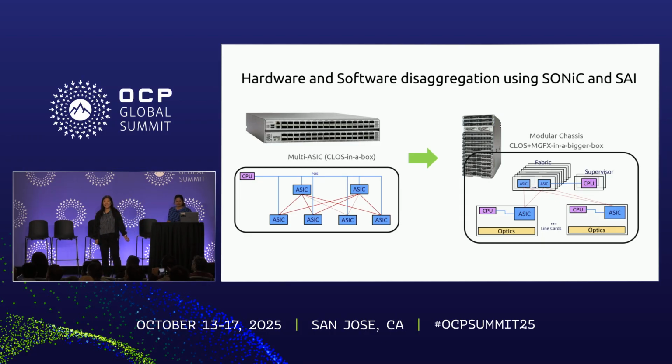So with SONiC and SAI, we're able to achieve hardware and software disaggregation. We started the SONiC chassis journey by first enabling SONiC in a multi-ASIC pizza box switch. We modeled each ASIC with instances of SONiC Dockers and SAI, but connected via BGP. And then we extended this design to a modular chassis system with fabric cards, supervisor cards, and line cards. The supervisor card or line cards often also have a number of ASICs, and so they can leverage the multi-ASIC SONiC design that we had built.